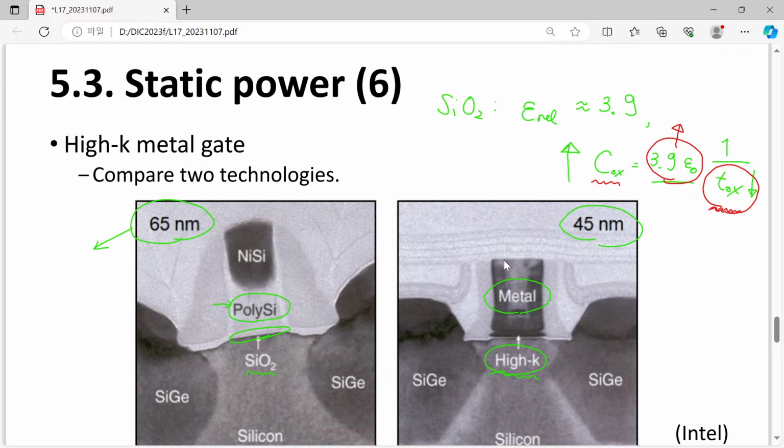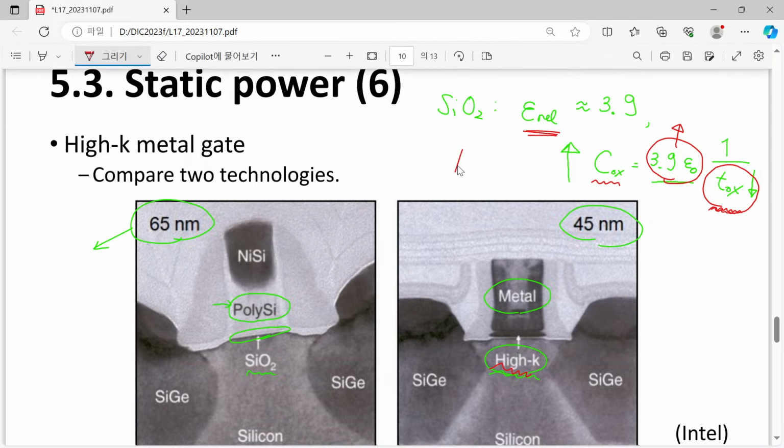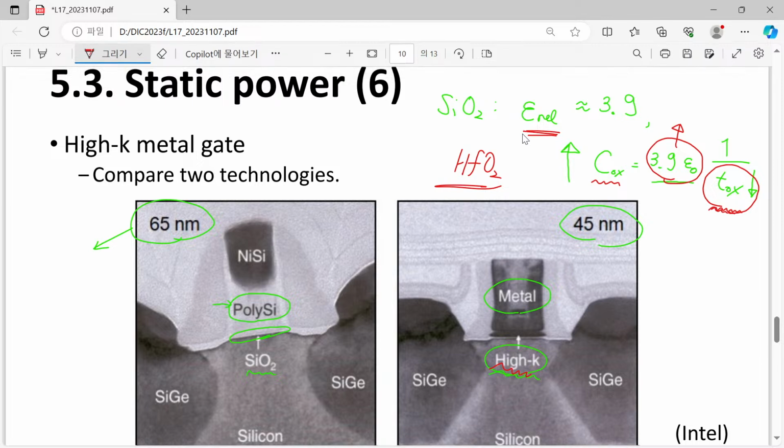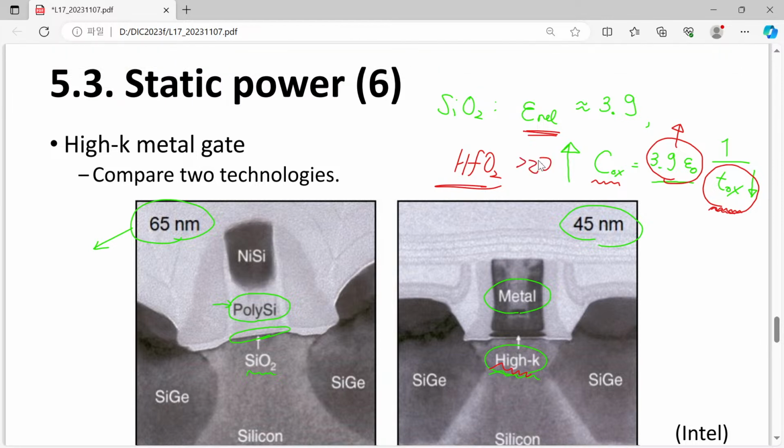So by introducing a new material which has relatively higher permittivity, this is hafnium oxide, and using the hafnium oxide layer, which has a relative permittivity higher than 20, then they can make it.